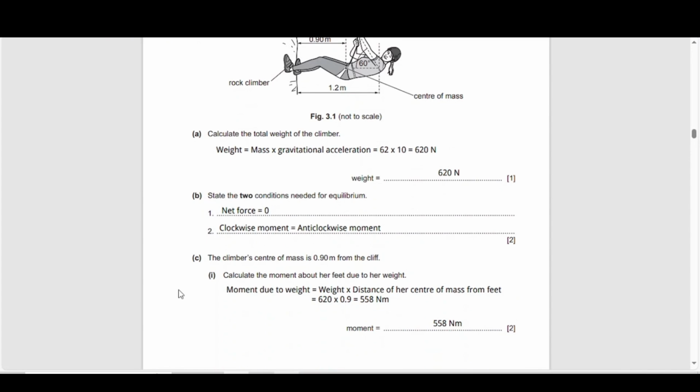So, the climber's center of mass is 0.9 meters from the cliff. We can see that from the diagram there. Calculate the moment about her feet due to her weight. Moment about her feet essentially means that her feet are the pivot, or the cliff face is the pivot. So we have to take the perpendicular distances from the pivot point when we want to calculate the moment of a particular force. Her weight is the force acting here. It has a value of 620 newtons, which we calculated in part A. It's acting 0.9 meters away from the cliff face or her feet. So she has a total moment due to her weight of 558 newton meters.